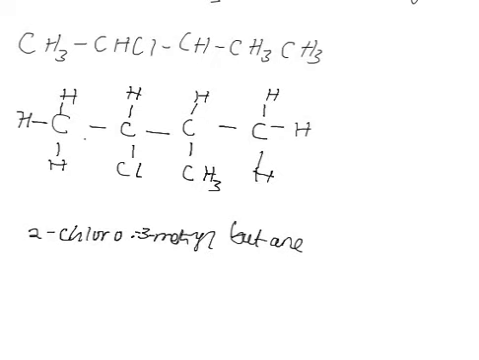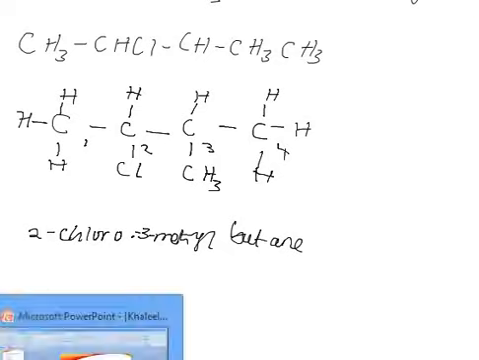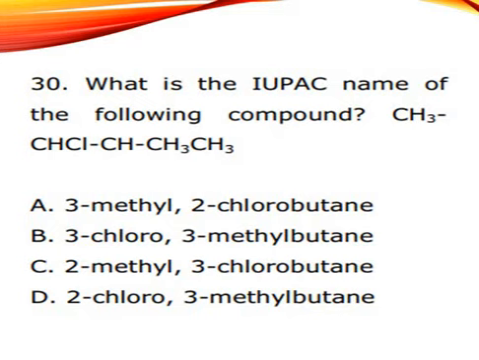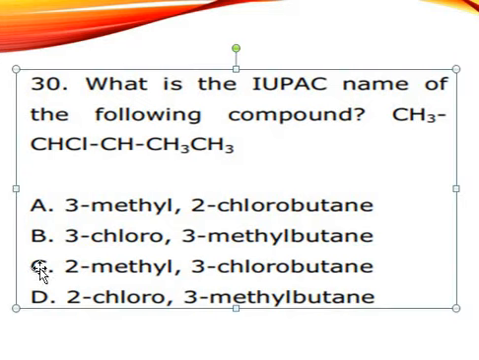Because this is position 1, position 2, position 3, and position 4. Chlorine is attached to position 2, that's why we have 2-chloro, and the methyl group is attached to carbon 3, that's why we have 3-methylbutane. So let's see which of the options is our answer. Our answer is C, 2-methyl-3-chlorobutane.